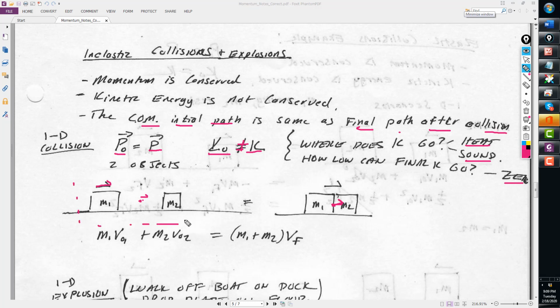So you look at the system like this, and we're just looking at it in the x direction. So we say m1 v initial 1 plus m2 v initial 2 equals (m1 plus m2) v final. They move off together.